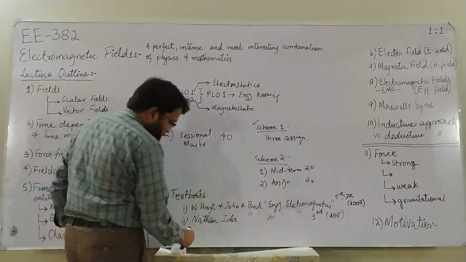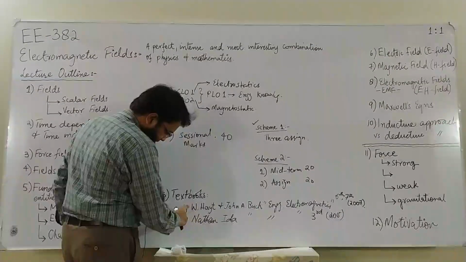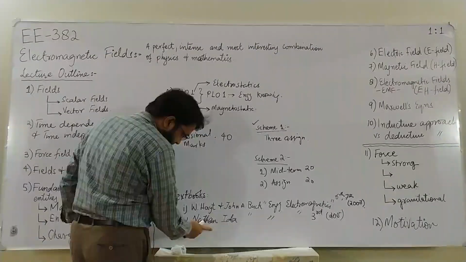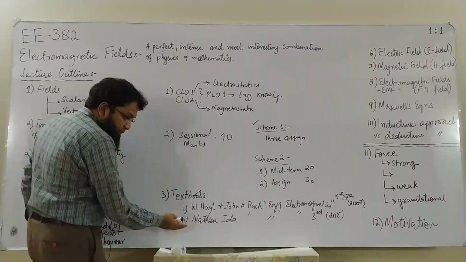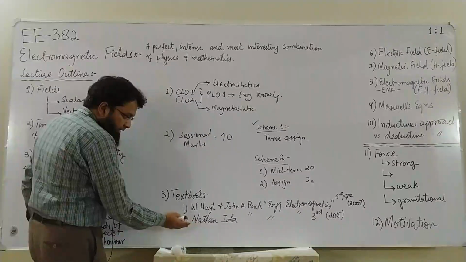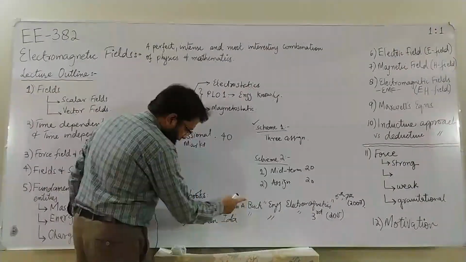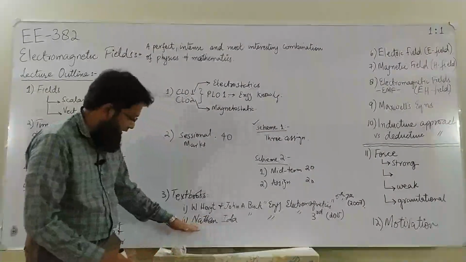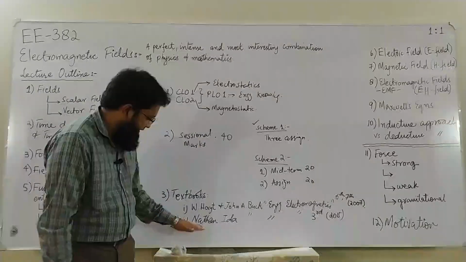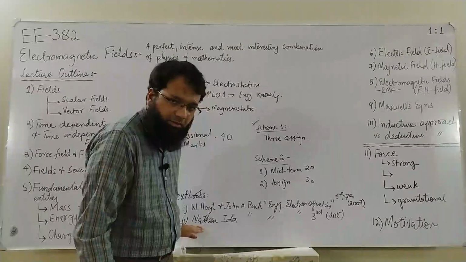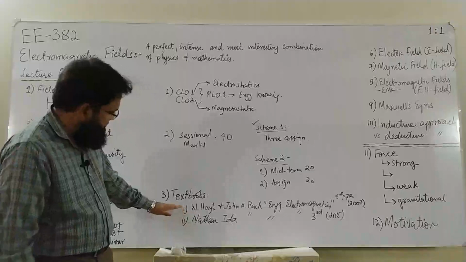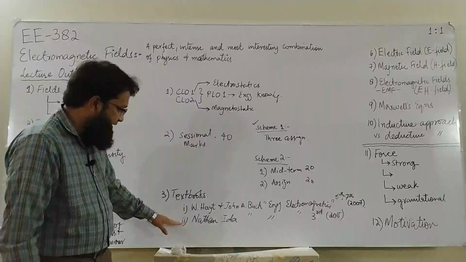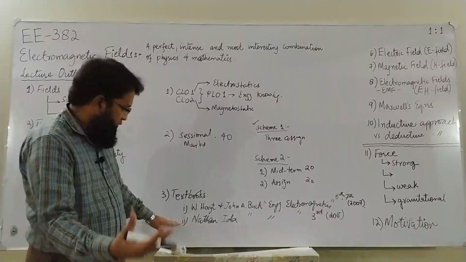thick as compared to the William Hayt one, because Nathan Ida explained each and everything in more than a paragraph, which the first book explained in a couple of sentences. That makes this book very heavy and thick. It's more than 1,000 pages, and this is about 600 or 700 pages. But this is your textbook, and this is a textbook which I recommend you to take.